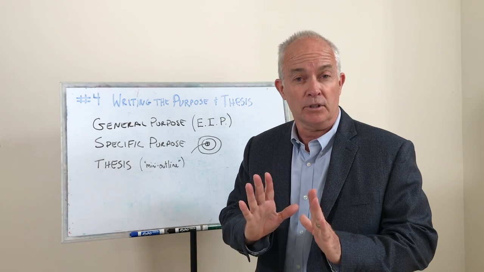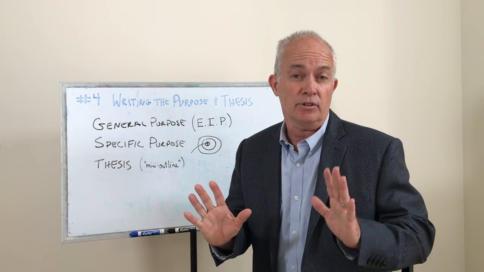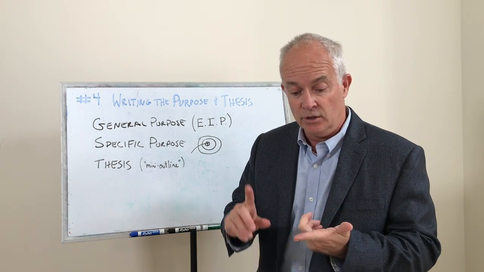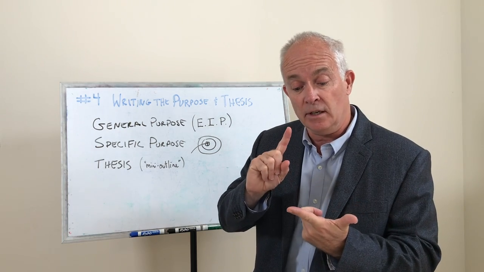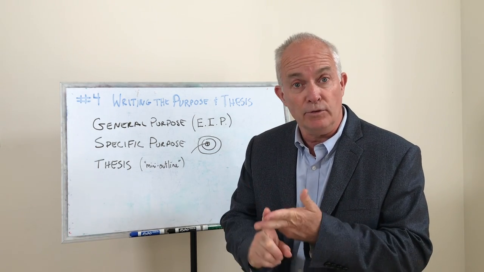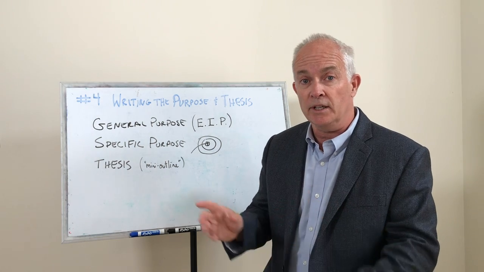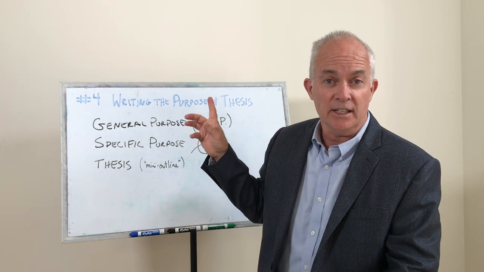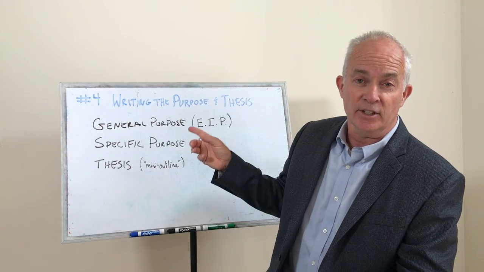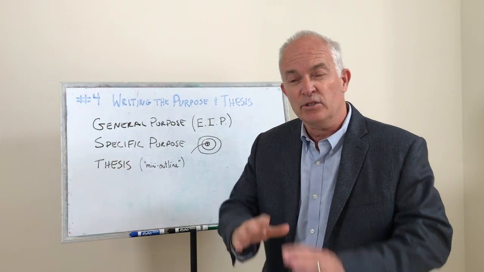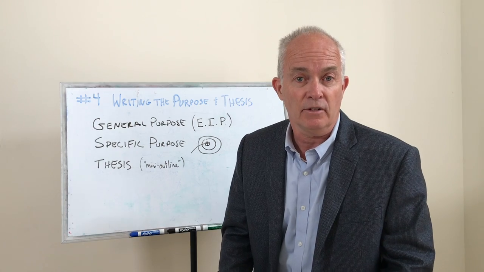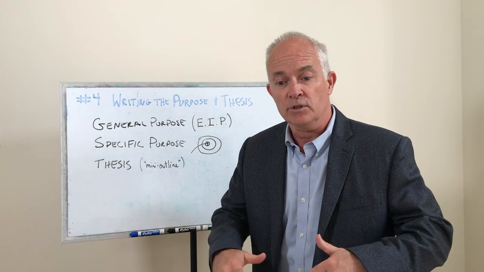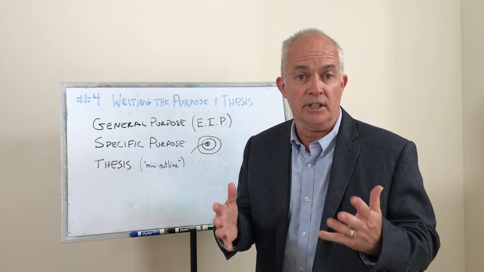The purpose to look at first is the general purpose, and there's generally three of those: to entertain, to inform, or to persuade. And up here I have the initials. If you reverse them, it's PIE: persuade, inform, and entertain. Those are the three general purposes of any particular message. Most often a safe bet is to inform or to educate.